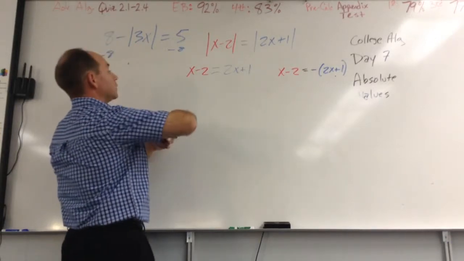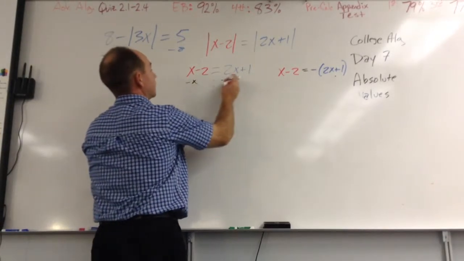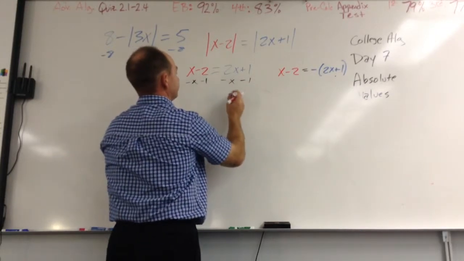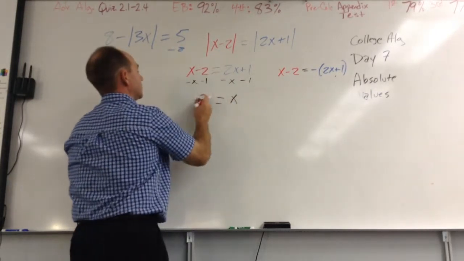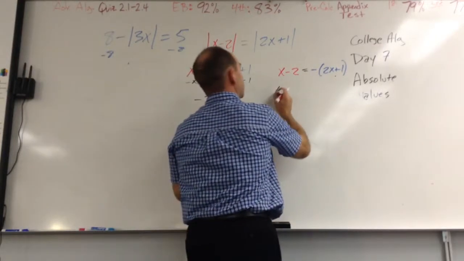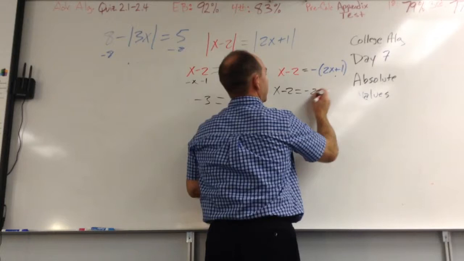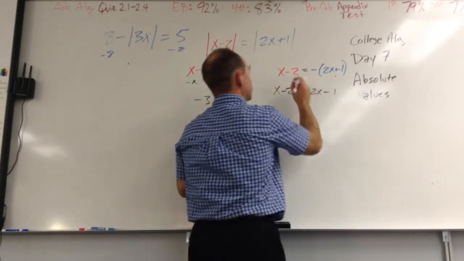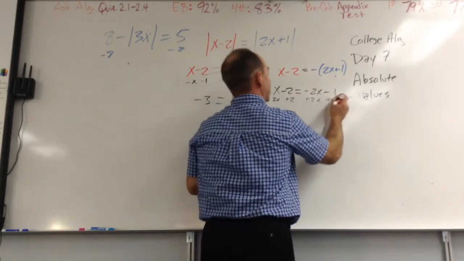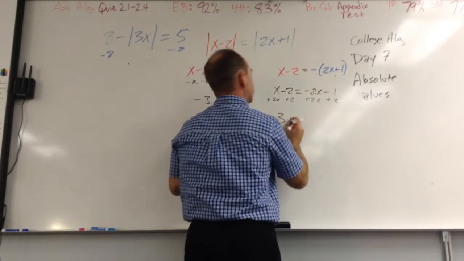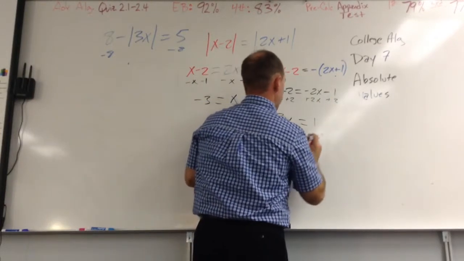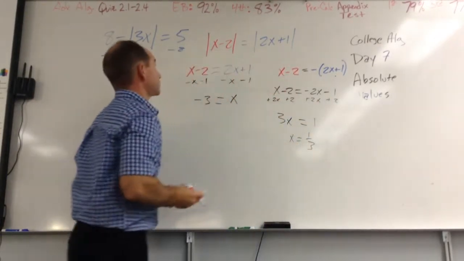So when we solve this one, we subtract an x from both sides, we subtract a 1 from both sides, and we're left with x equals negative 3. Negative 2 minus 1 is negative 3. Here, we need to distribute. We get negative 2x and minus 1. So we add a 2x to both sides. We add a 2 to both sides. And x plus 2x is 3x. And negative 1 plus 2 is 1. We say x is a third.